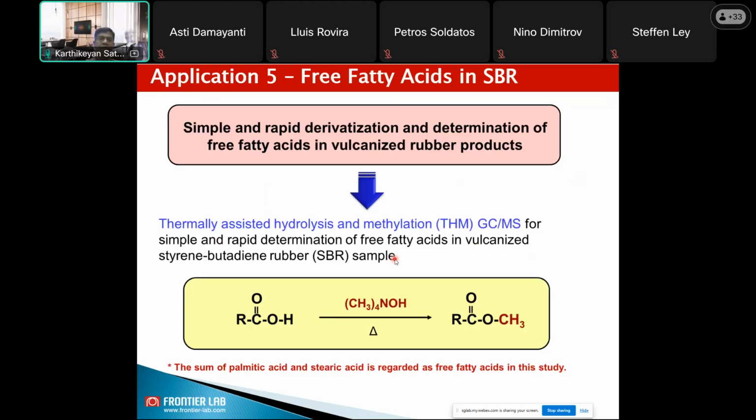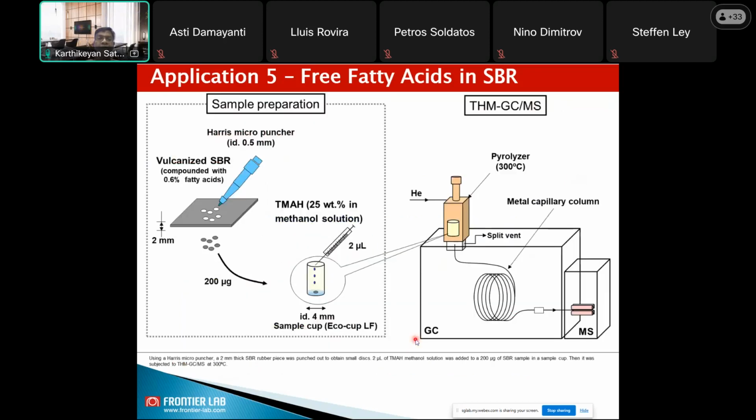In this case, the free fatty acids, when they undergo hydrolysis and methylation, basically form methyl esters. So it is the same as FAME analysis, you can say. In this case, the sample preparation is very simple. You take any rubber sample. As I said, the sample can be taken as a solid itself, or sometimes you can dissolve it in certain solvent and take a small quantity.